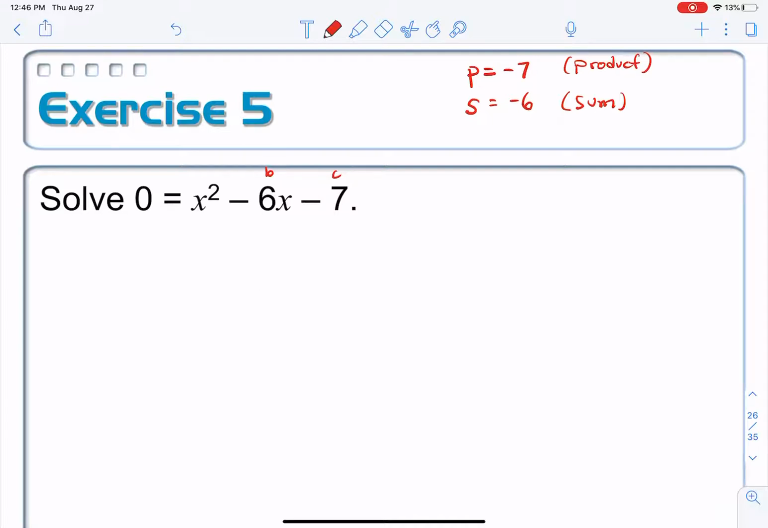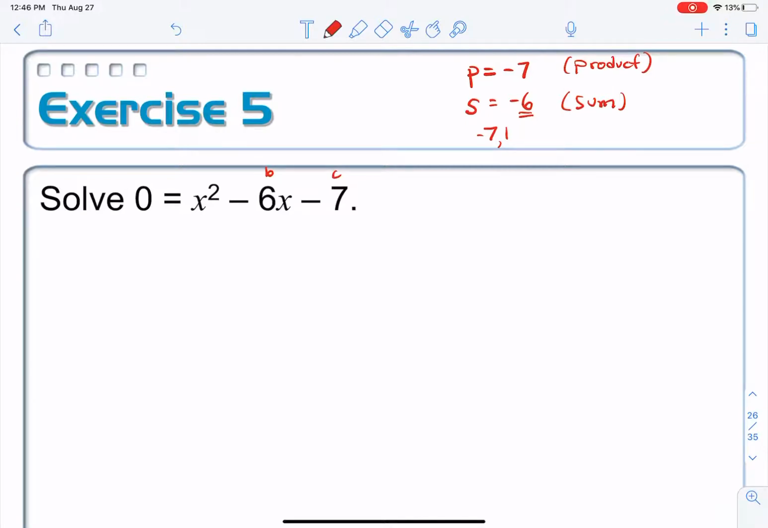Well, 7 is a prime number, and you only have really one set of options, which is a 7 and a 1. In order to make it negative, one of them has to be negative, and since they have to add up to negative 6, the one that's negative is 7. So here are our two factors. These are the ones that are going to work for us.